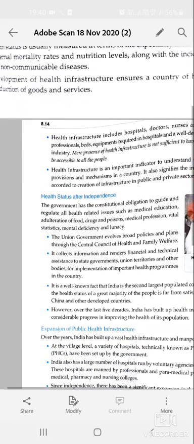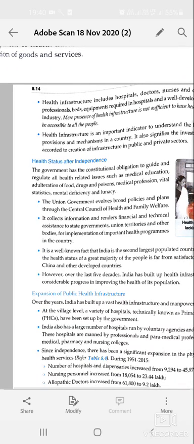Let us highlight some of the health status of our country after independence. The government has the constitutional obligation to guide and regulate. In our constitution itself, it is mentioned that all health-related issues, medical education, adulteration of food and drugs and poison, medical profession and mental deficiency, all these things are the government's responsibility.